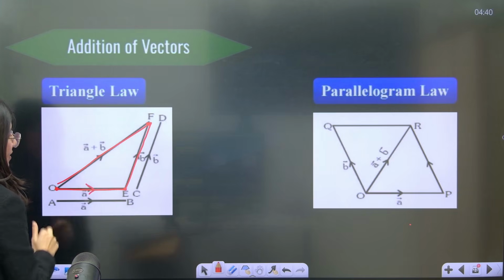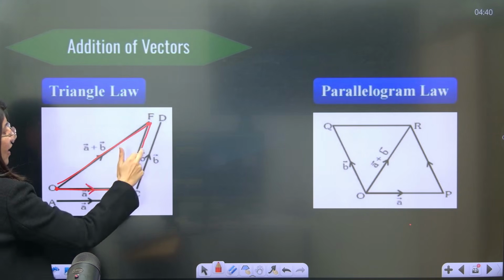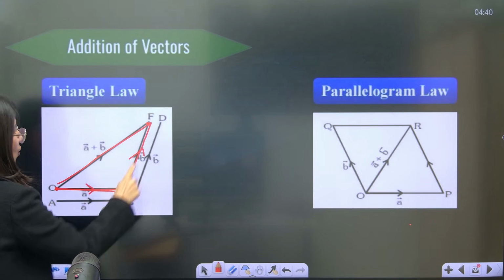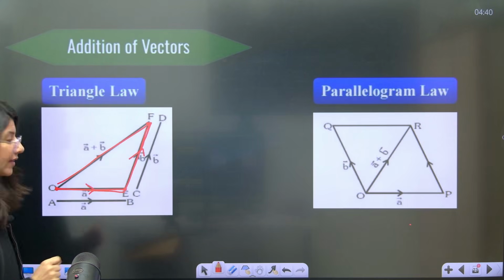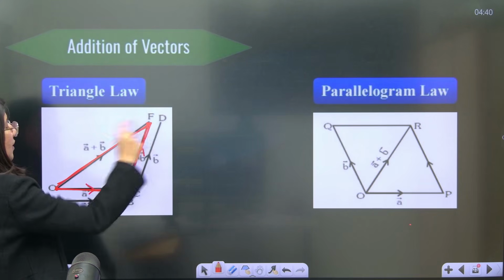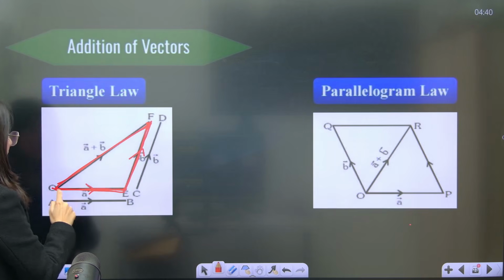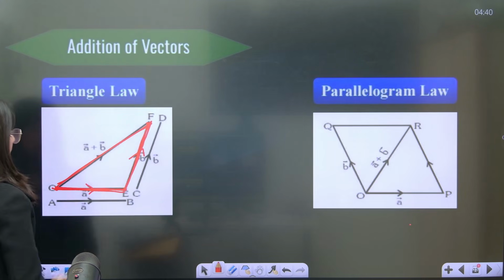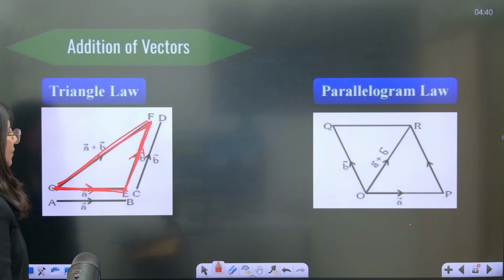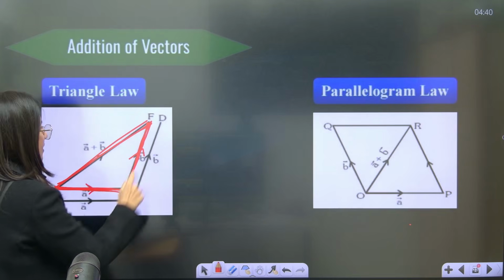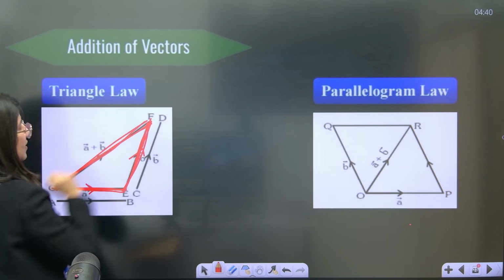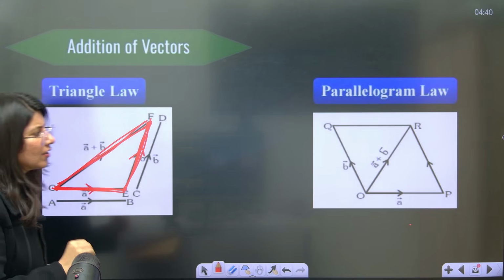OE is having this direction, EF is having this direction. So can you see O to F? You can go like this. But from O to E, you can go like this. So O to F, so A plus B is equal to this. This plus this is equal to this. That's what it is. Okay, this is triangle law.